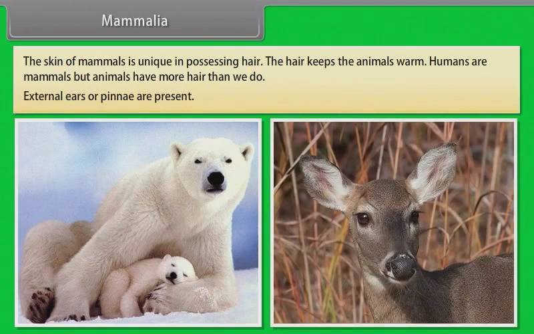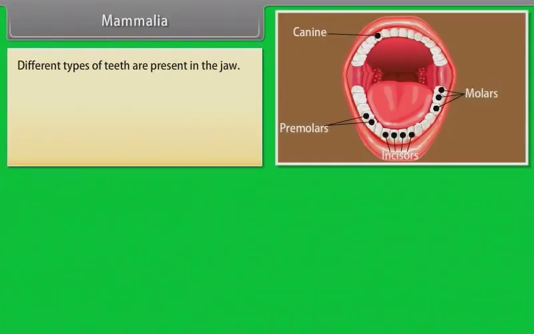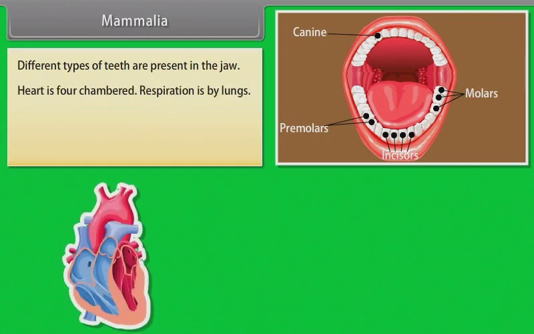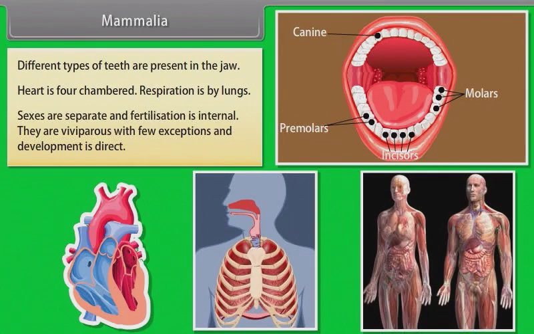External ears or pinnae are present. Different types of teeth are present in the jaw. The heart is four-chambered. Respiration is by lungs. Sexes are separate and fertilization is internal. They are viviparous, with few exceptions, and development is direct.